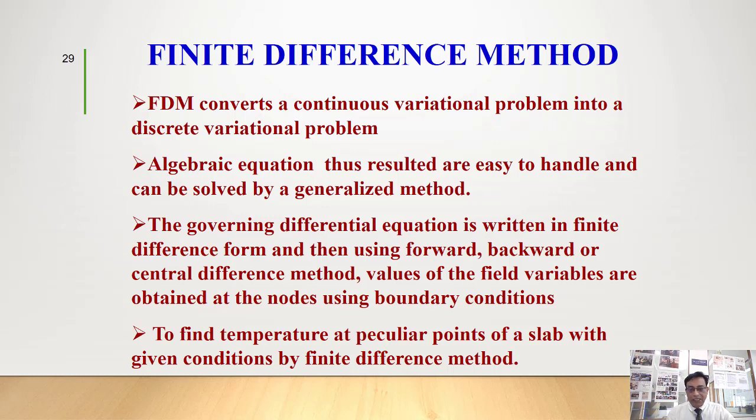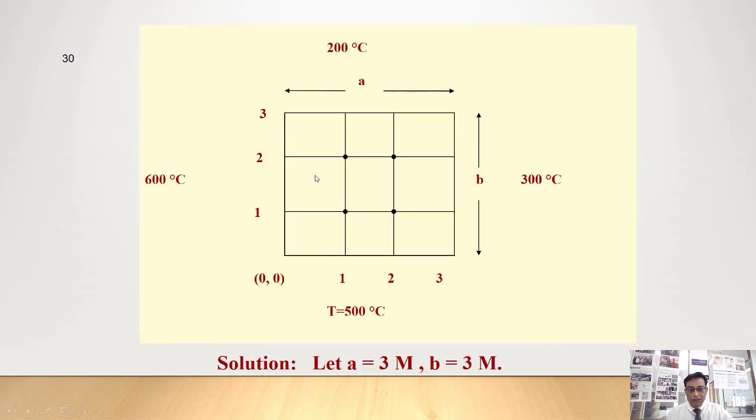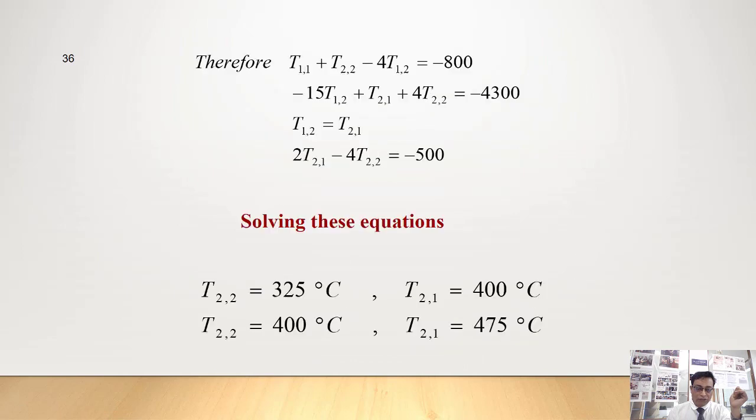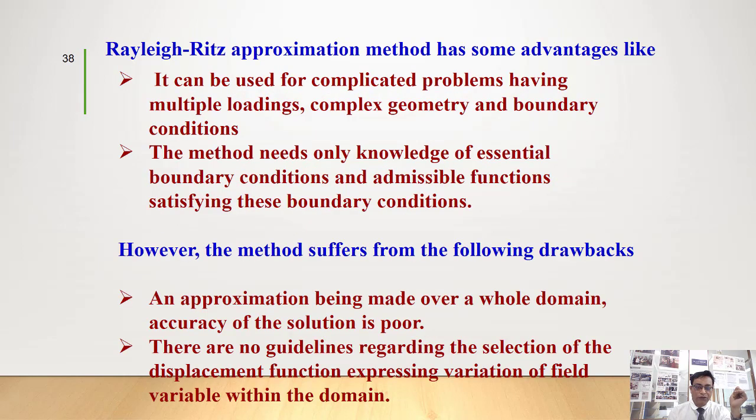To find the temperature at particular nodes of a slab with given conditions using finite difference, we have solved this type of problem. If the temperature of 600 is given at one end and the other end is 300, and you want to find the temperature inside the wall, then you have to divide the wall into a number of parts and you will get the solution at each node. We solved these problems in first year engineering.